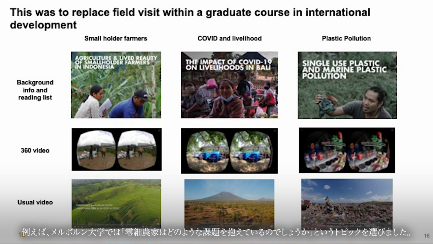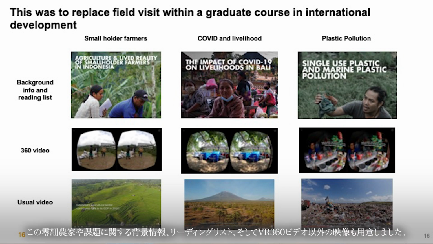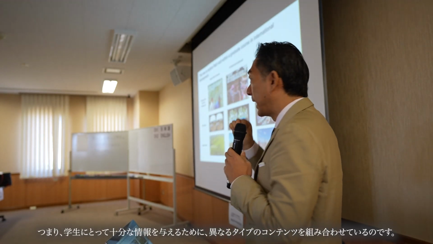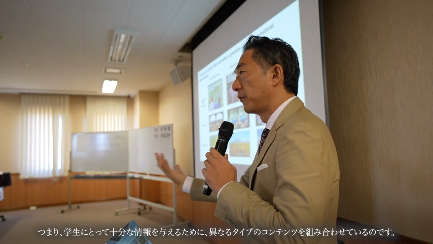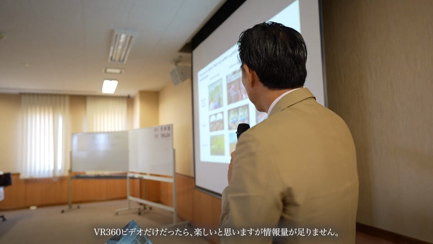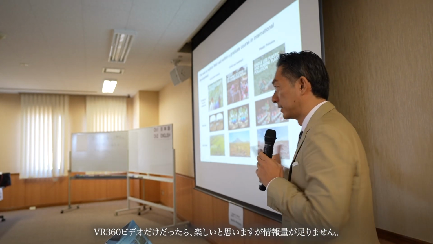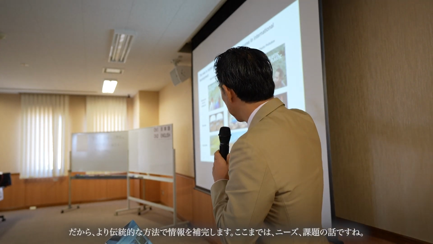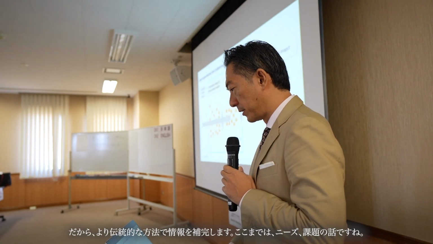For example, this was some of the topics that we picked for the Melbourne university. The smallholder farmers, what are the challenges? We have a VR 360 video for that, but that is not enough. So we have background information and a reading list, plus non-360 video as well. We are combining different types of content to give sufficient information to the students. If this was only 360 video, I think it's fun, but it lacks a lot of information. So it's about complementing the more traditional ways of sharing information.